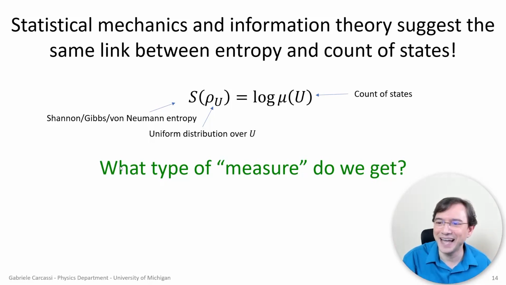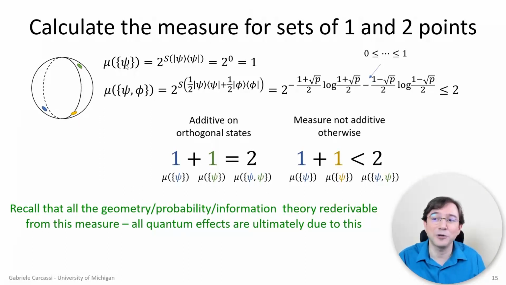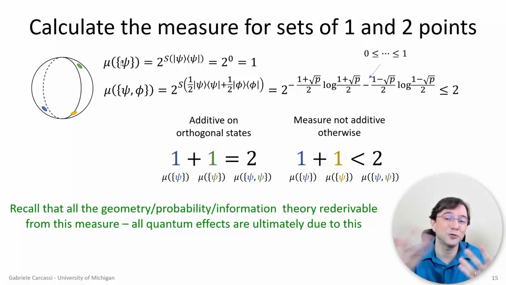Let's find out. Let's calculate what happens for measures of sets of 1 and 2 points. And again, we are just going to look at a two-dimensional subspace because we have 2 points anyway, so they're going to live in a two-dimensional subspace. And the two-dimensional subspace is the Bloch sphere, so every state in a two-dimensional system is a point on the surface of the sphere. So we're basically trying to put a measure-like thing on the surface of the sphere, and we calculate it by creating a uniform distribution of 1 and 2 states.